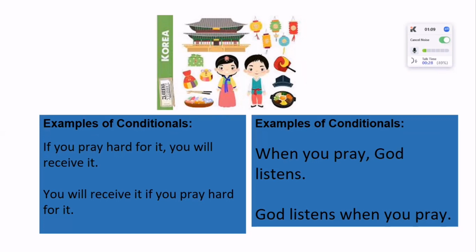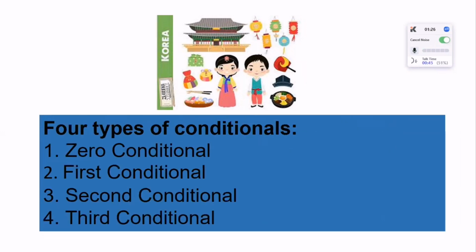Examples of conditionals are: if you pray hard for it, you will receive it. Or you can make it the other way around. This time you have to remove the comma: you will receive it if you pray hard for it. Another example is: when you pray, God listens, or God listens when you pray.